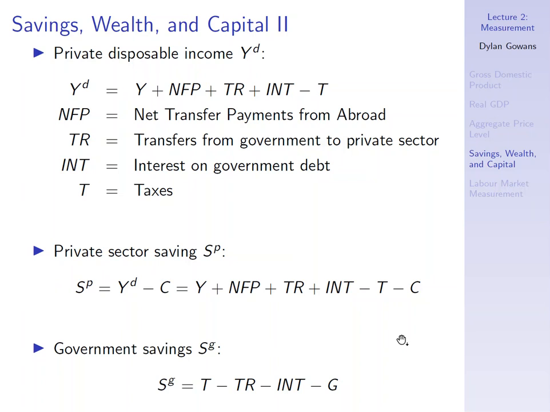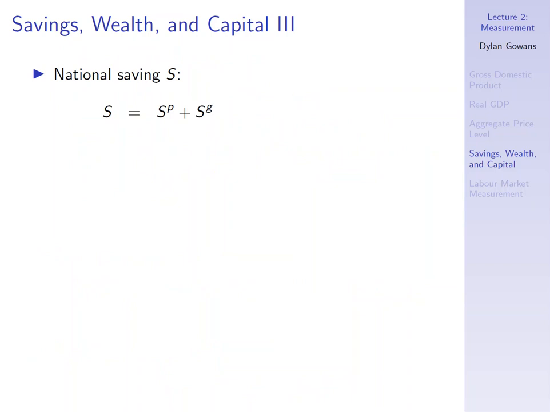Likewise, the government saves, right? So the government receives taxes, and then they pay transfers, they pay interest on their debt, and they make government spending, or they spend. And the difference between those two is their saving. You could also think of this as the government deficit or the government surplus in a year. Again, this is a flow. Now, if we combine these two, that's what gives us national saving. So now national saving, S, is equal to private saving plus government saving.